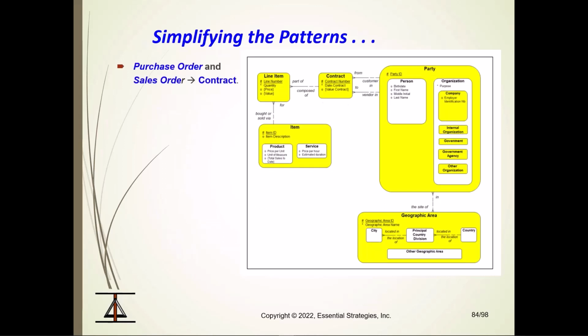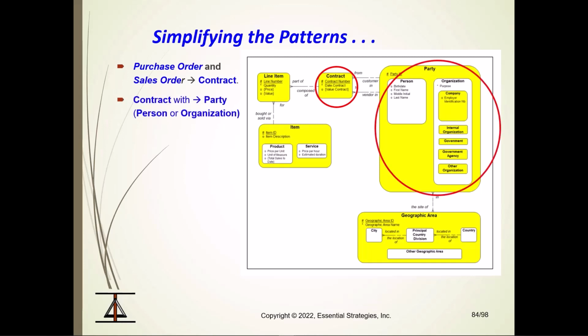Purchase order and the sales order become a contract. That contract is now with one or more persons and organizations. The whole set of persons and the whole set of organizations, we're calling the superset of that a party, which is an abstraction, which is defined as a person or organization which is of interest. Now, note that the customer in and vendor in are roles being played by a party. So either a person or an organization may be a customer, either a person or an organization may be a vendor.